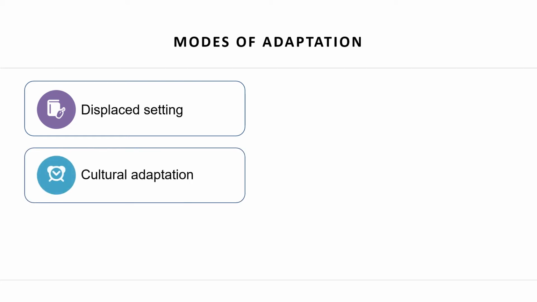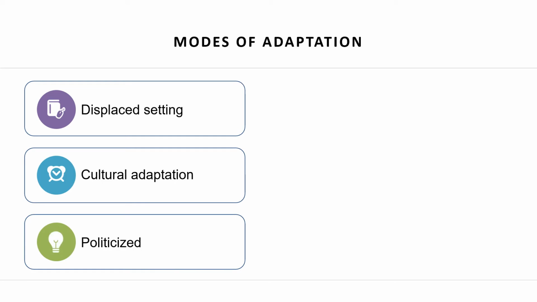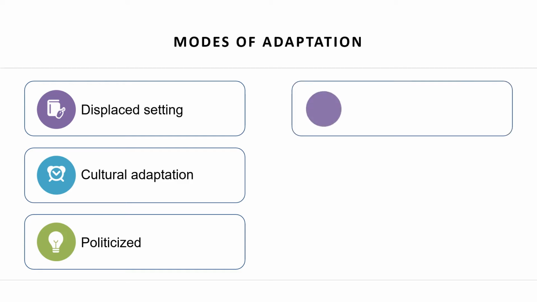The next mode is cultural adaptation. So, for example, the original novel is in English culture, and then the adaptation would be to American culture. The next mode is the politicized adaptation. That means it is suited to the politics of the country that is making the adaptation.